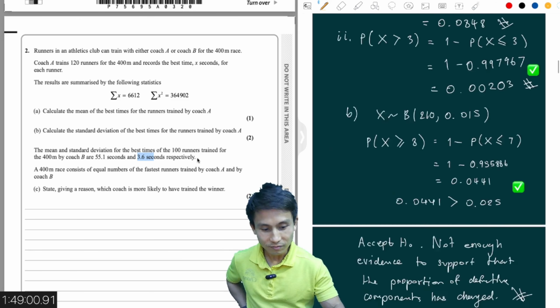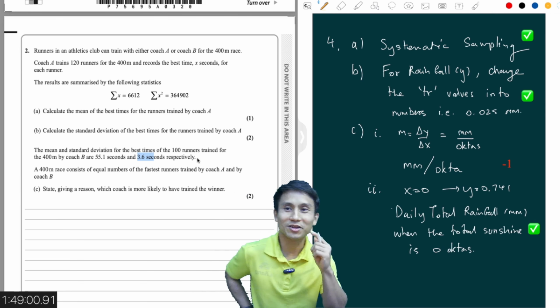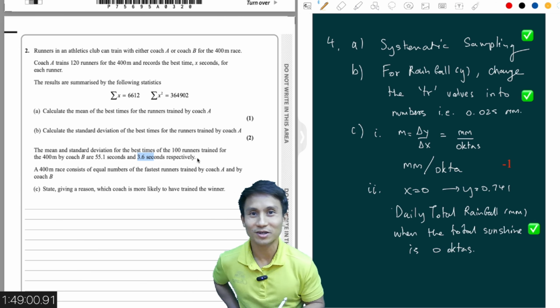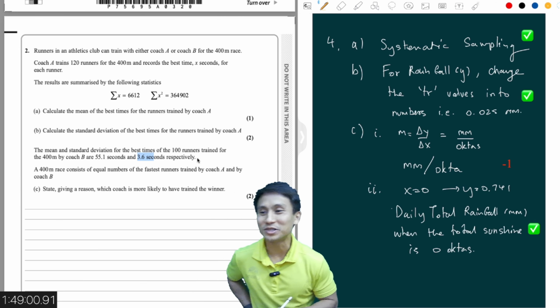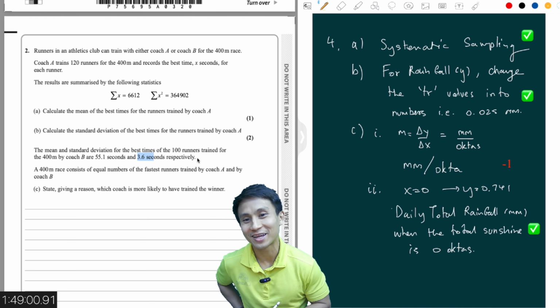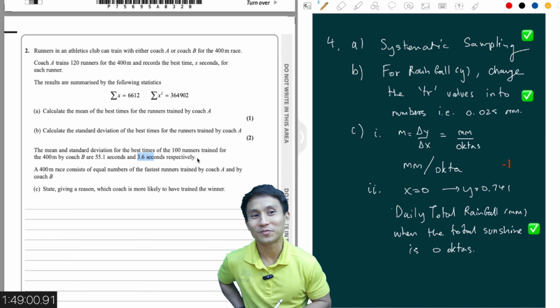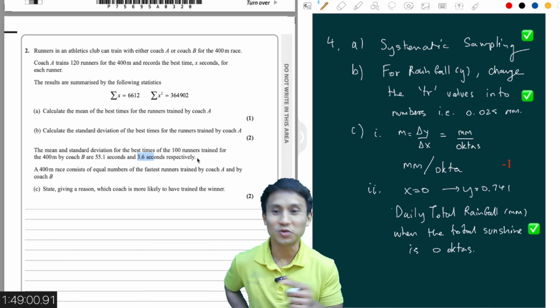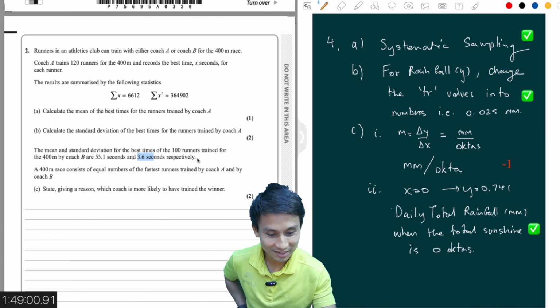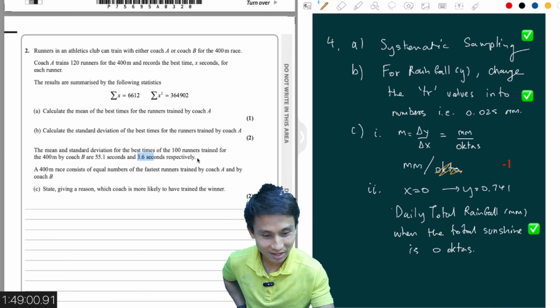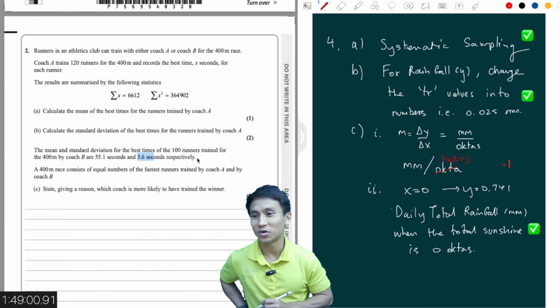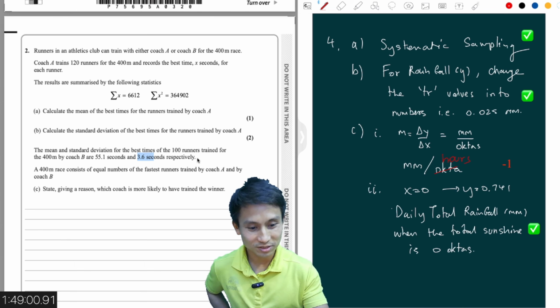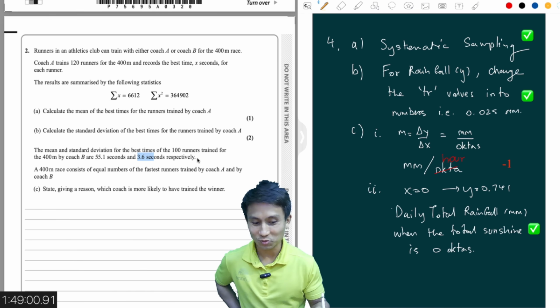And question 3 is fine. Number 4, yeah, that was embarrassing. Octas are the units for cloud cover. I was mistaken. So this is sunshine, so the unit is just hours, yeah, that should be hours there, not octas. So it's millimeters per hour that would have been the right unit, so I minus 1 there.